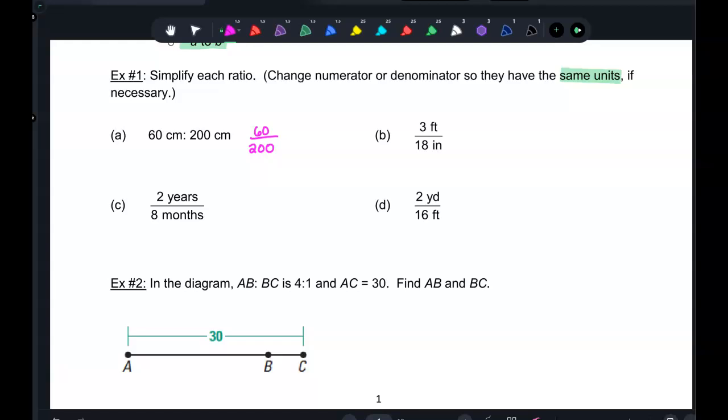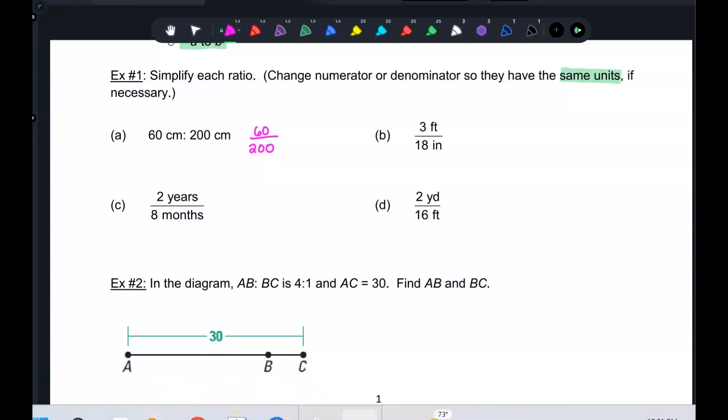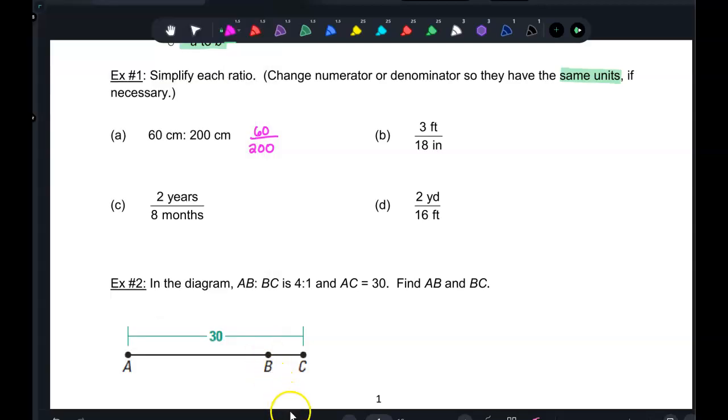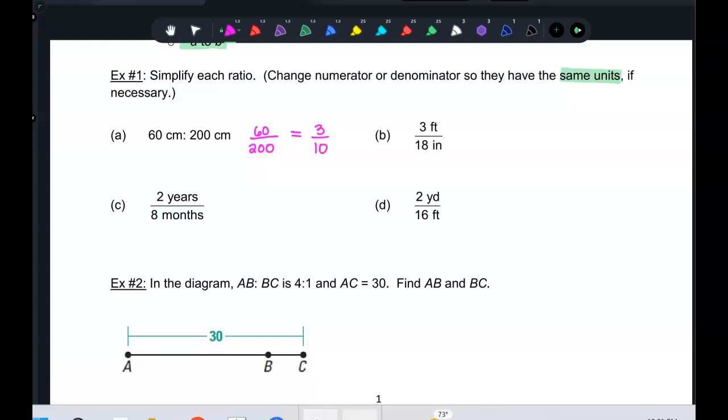Yeah, and so again, if you have the graphing calculators, I can literally just put in 60 divided by 200. And it's going to reduce it for me. It's going to leave it as 3/10. Again, it was centimeters on the top and the bottom. I didn't really bother writing them because when the units are the same, they're just going to cross out. So now let's look at B.